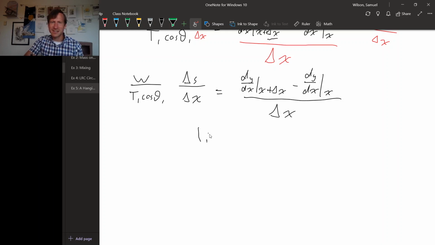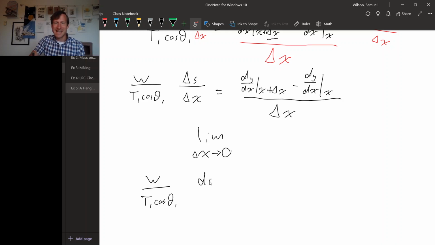So now if we take the limit on both sides as delta x goes to 0, these difference quotients turn into derivatives. And we get w over t1 cosine theta 1 times ds dx equals, so here we have a derivative of dy dx, but that's the second derivative. So d squared y dx squared.